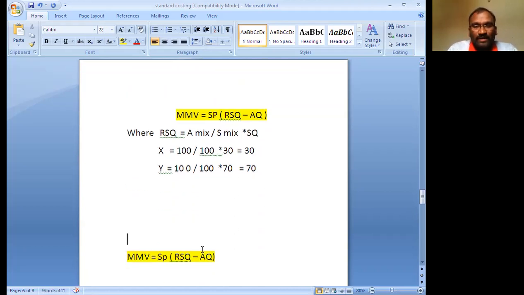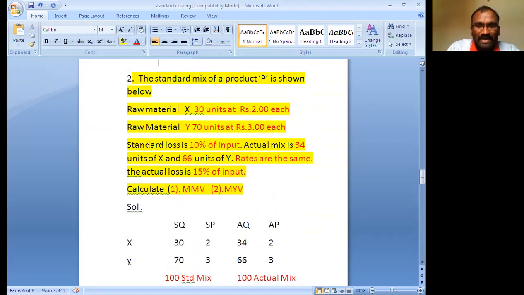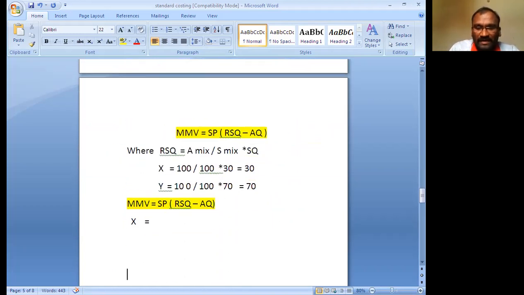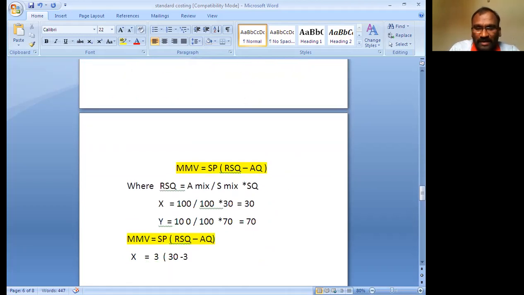After that you substitute into the formula. Which formula? The material mix variance formula: standard price, bracket open, revised standard quantity minus actual quantity. First you substitute the X values. For the standard price, how much is given in the problem? 3 rupees is given, so you substitute 3 rupees here. Revised standard quantity of X is 30 units. And minus actual quantity: the actual quantity is 34 units, so you substitute 34 units here.